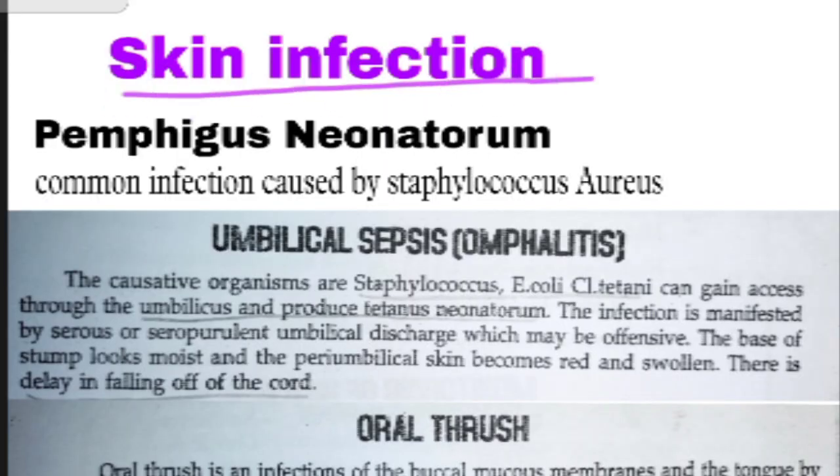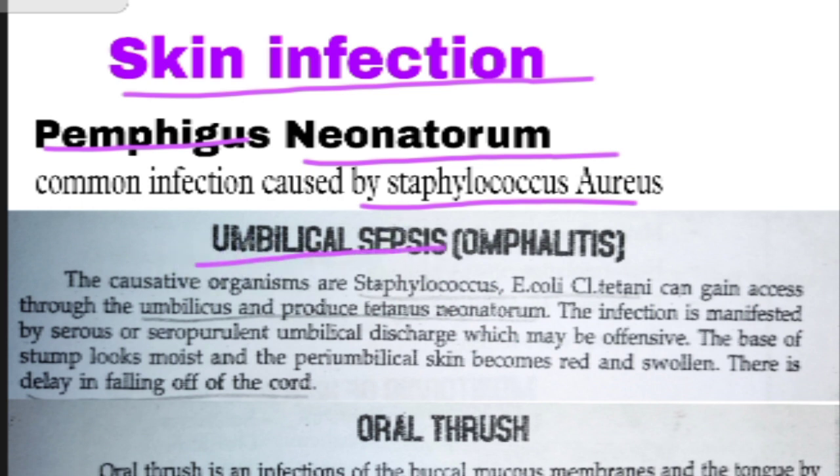Skin infection. In skin infection, the common condition is pemphigus neonatorum. This is nothing but acne-like spots, small spot-like things that will occur in the skin in a reddish color, and it is caused by a bacteria known as Staphylococcus aureus. Next, umbilical sepsis. This is infection and inflammation in the umbilical region, and the bacteria that cause this condition are Staphylococcus, E. coli, and tetanus. Because of this condition there will be a discharge in the umbilicus, and this condition even delays the fall of the cord from the umbilicus.